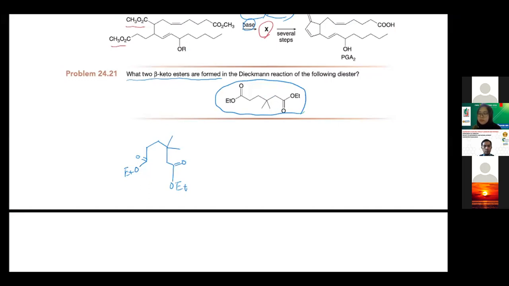There are alpha protons here and here. So there are two possibilities for which alpha proton is activated. If it is activated here first, then this one attacks here.